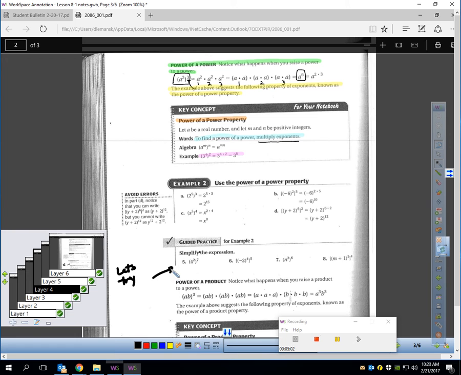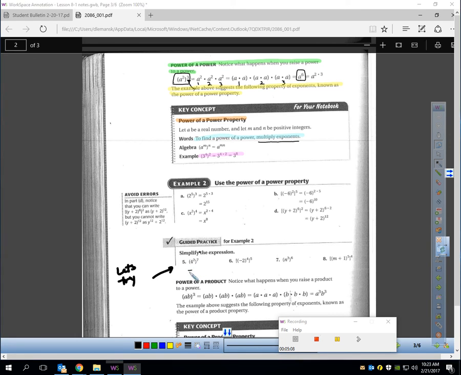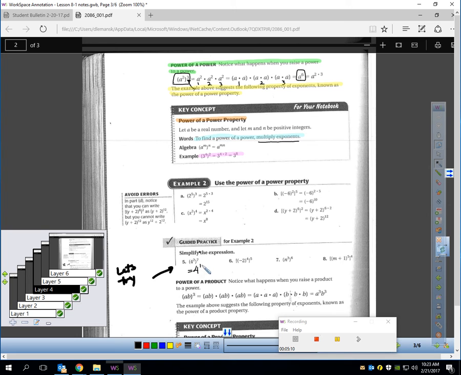Let's try a few again. You can see I have a power to a power. This would be 4 to the 14th power because 2 times 7 is 14. Here I have power to a power. This would be negative 2 to the 20th power. Here I have power to a power. That would be n to the 18th power. 3 times 6 is 18.